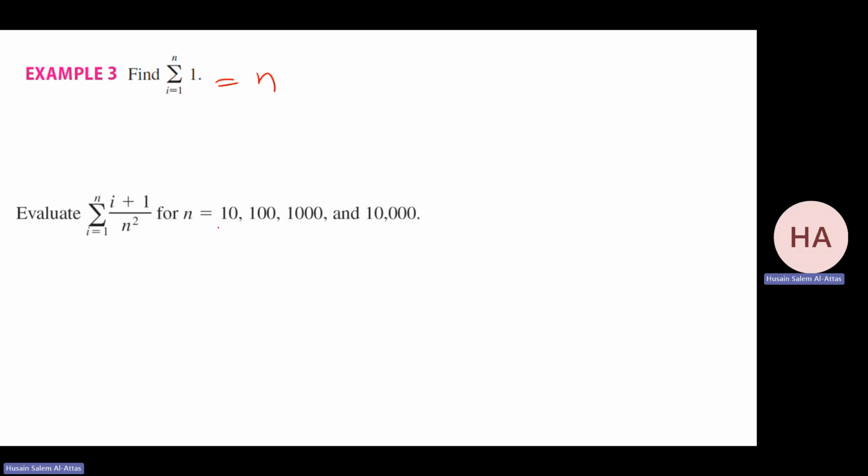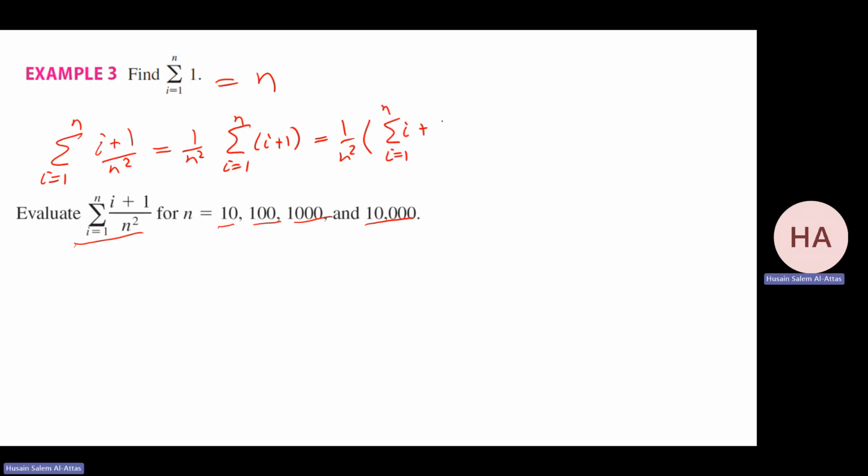I want to do this for different n's. So first, I need to simplify this instead of substituting. I can do this: summation i equal 1 to n. Let me do it here so we have space. Summation i equal 1 to n of (i plus 1) over n squared. This n squared, I can take it out. Summation i equal 1 to n of i plus 1. So it will be 1 over n squared, this summation plus this summation. That gives me what? 1 over n squared.